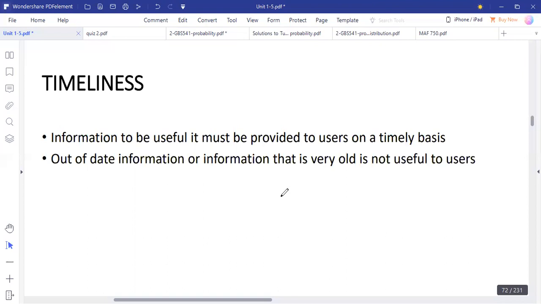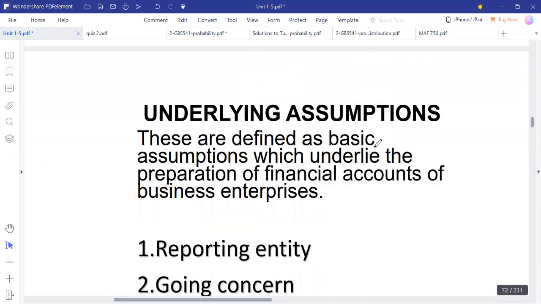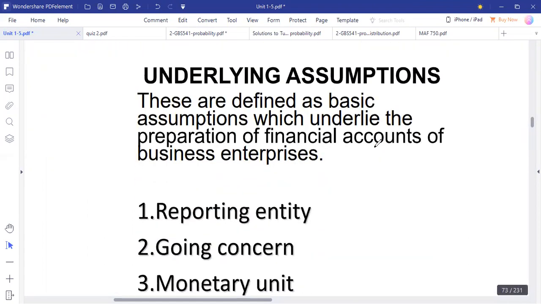So relative means based on the previous performances. Timeliness is a key issue because the usefulness of financial statements must be subject to time. So if it's out of date, it is useless. Just like I said, like a newspaper, it is only relevant if produced within a particular given time.